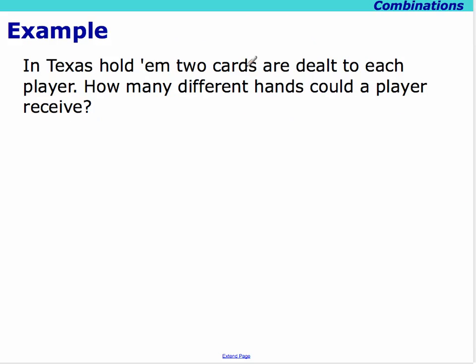Another example, Texas Hold'em cards dealt. 2 cards are dealt to each player. How many different hands could a player receive if they just have 2 cards? So there's 52 cards in a deck, and from them I'm choosing 2. If I do that on my calculator, that'll tell me how many different hands I could have.